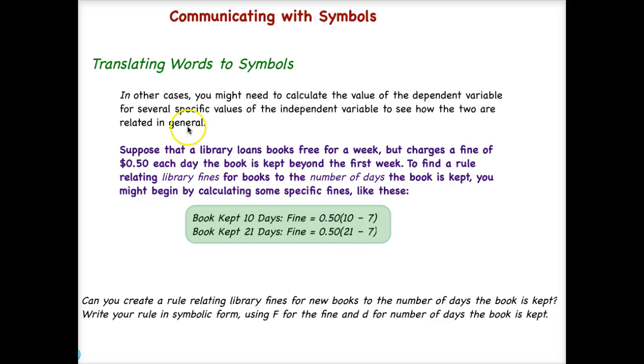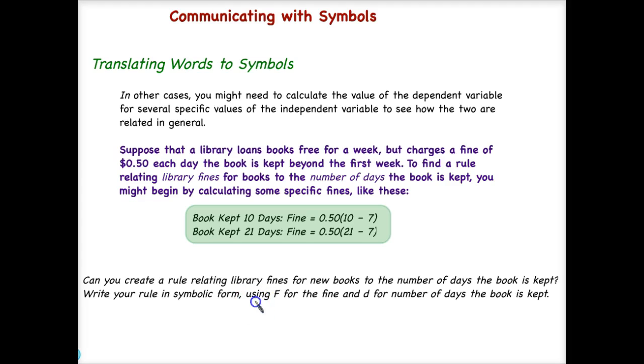Again, pause the video and see if you can use symbols to create a rule. Okay, well, we know that we need to use F for the fine and D for the number of days. Well, our fine we wrote in words, so we can just replace that with F. Our fine is going to be equal to, we know this has to stay the same, 50 cents multiplied by the number of days over 7 because the first week is free. Well, we could replace the number in here with D. And we would still subtract 7 because the first 7 days are free.